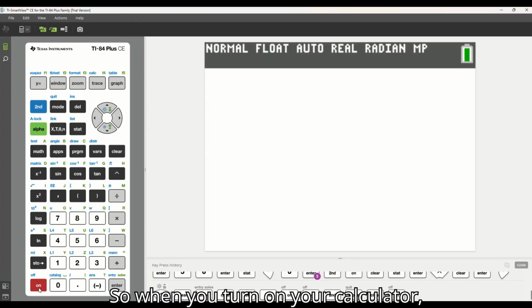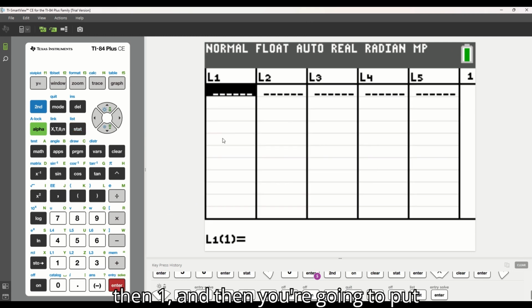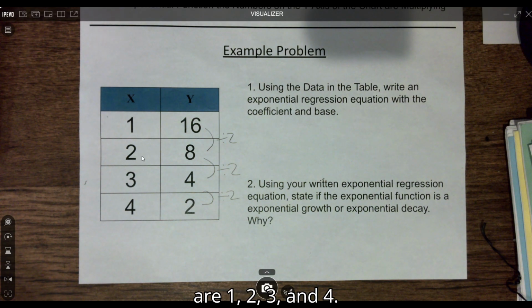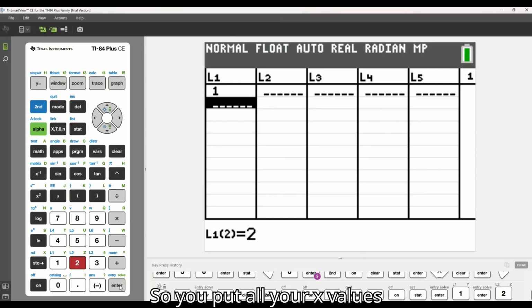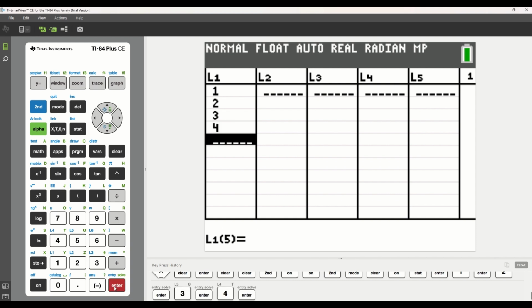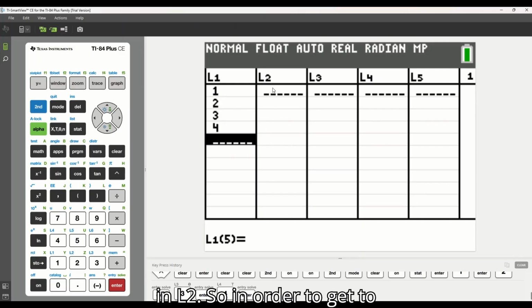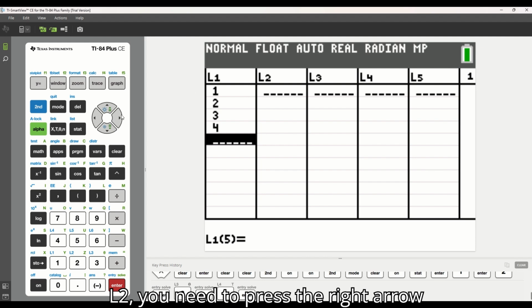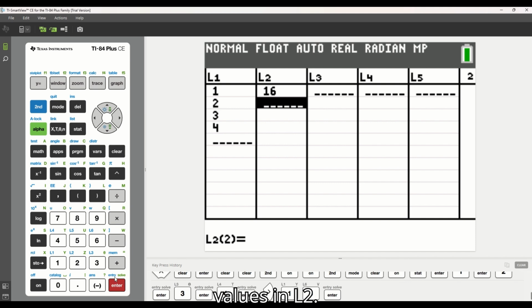So when you turn on your calculator, you're going to press stat once again and then 1. And then you're going to put all your x values in L1 and all your y values in L2. So we said that the x values are 1, 2, 3, and 4. So you put all your x values in L1, and then you put all your y values in L2. So in order to get to L2, you need to press the right arrow and then put all your y values in L2.